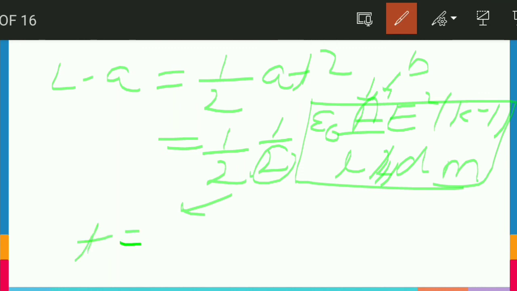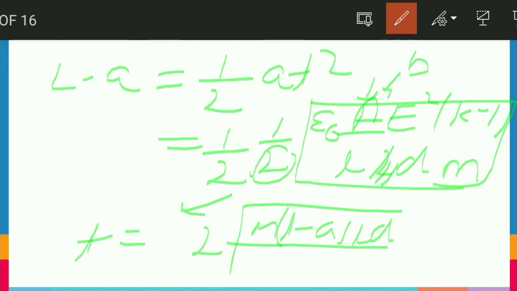We will get from here t equals 2 times under root m l minus a. Now I think you can solve it because we need to just put in the values of k minus 1. So this is our t. So the answer would be t, not 4t.